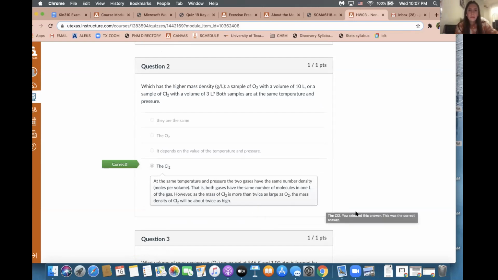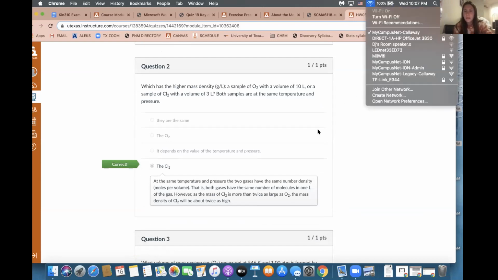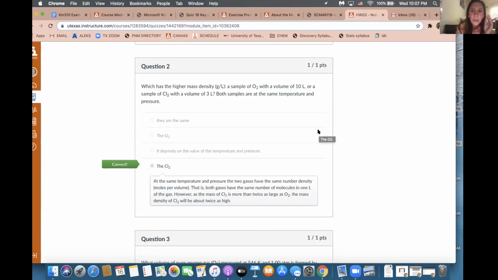This one's about mass density. Oh shoot, says my connection. Okay, so which has a higher mass density? So mass density, it's just mass divided by volume.